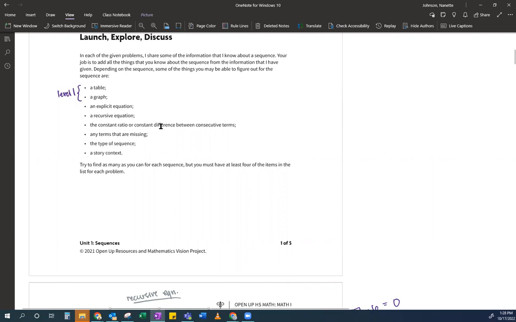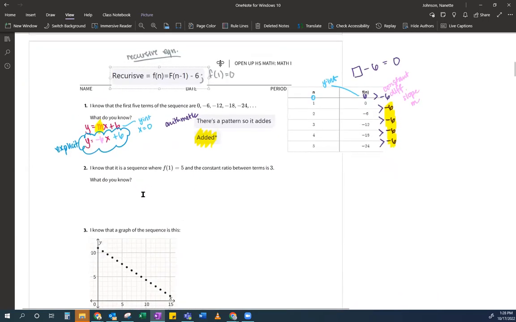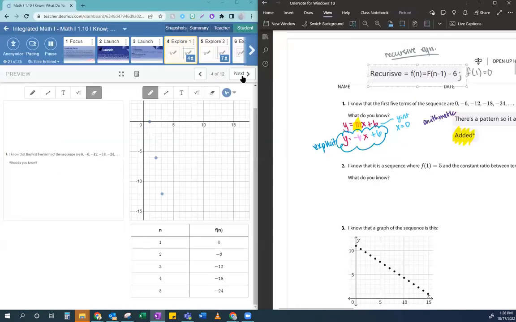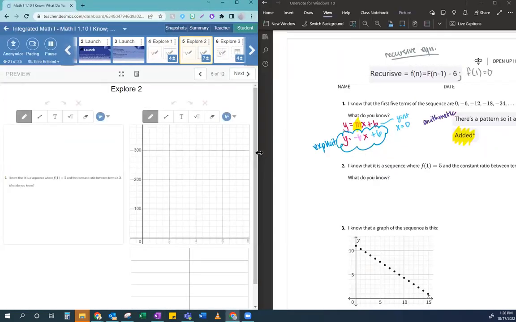The constant ratio or the constant difference, I'm pretty sure, will come before the explicit and recursive, because you know how to find those. But everything else is kind of your choice, like a choose your own adventure. Which way do you want to do it? Okay, moving on.